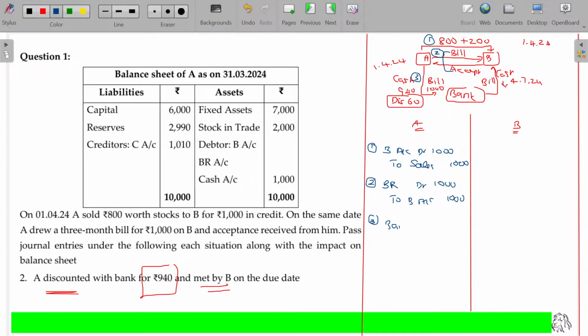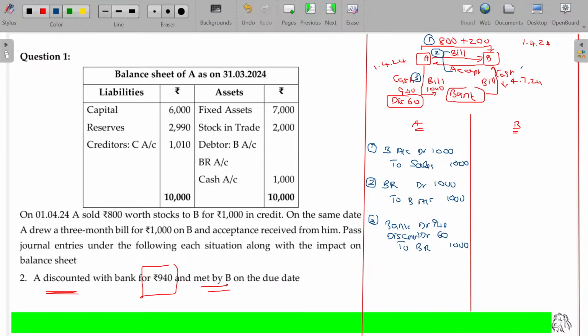Bank account debit. How much am I getting? Only 940. Actually, the BR value is 1000. And the difference between these two, 60, is called discount. Discount on bills discounted. This is on this date.